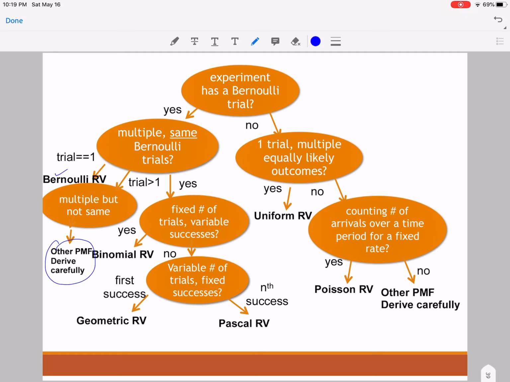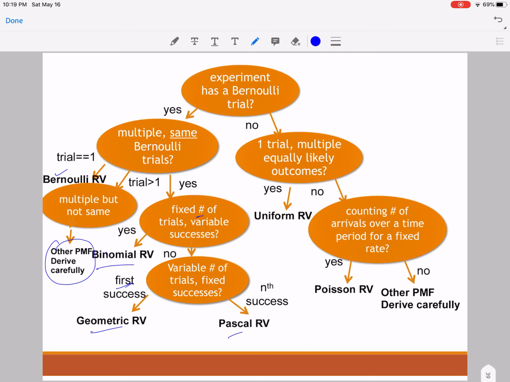If yes, then ask yourself, are you performing a fixed number of trials? If you are performing a fixed number of trials and you're interested in a variable number of successes, then you have to use the PMF of a binomial random variable. If not, then ask yourself, are you performing a variable number of trials and looking at fixed successes? If yes, then look into how many successes you are interested in. If you're interested in just one success, use a geometric random variable's PMF. If you're interested in n successes, look into Pascal's PMF.